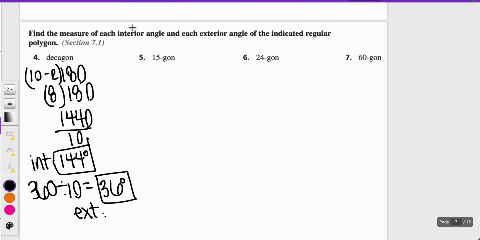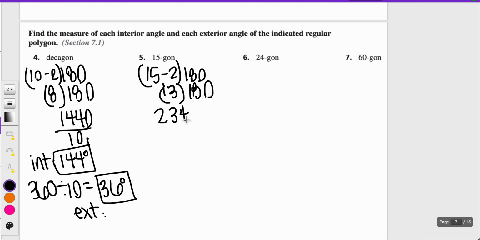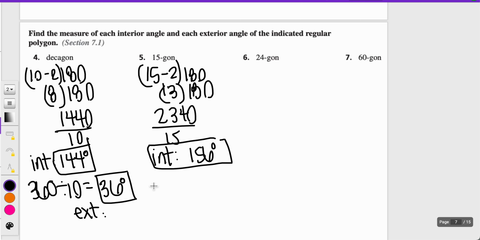Okay, 15-gon, let's do it the same way. I've got 15 minus 2 times 180, or 13 times 180. That is going to give me my 2,340 total, but dividing that by 15 gives me my interior amount of 156 degrees. Exterior can be found by taking 360, dividing that by 15, and I'm going to get 24 for exterior angles.